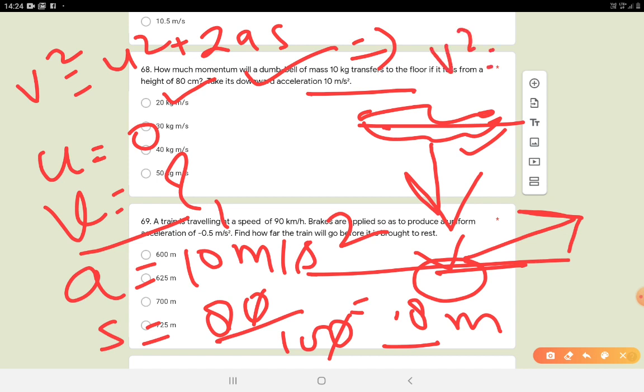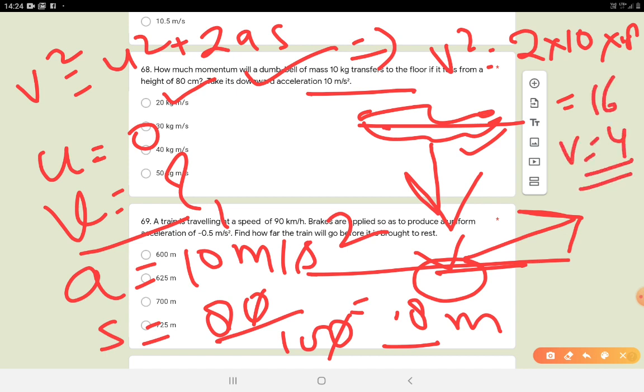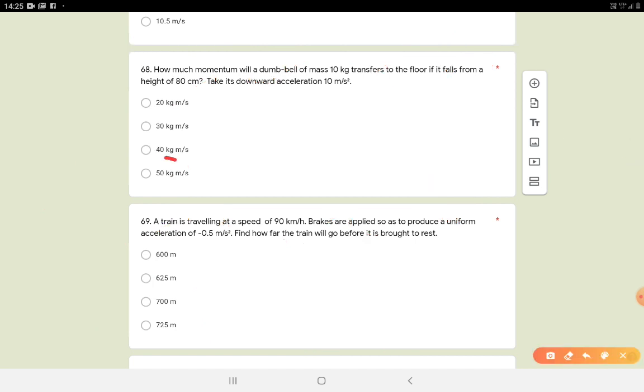V square equal to, the value of U is 0, and 2AS, 2 into 10 into 0.8. We can solve it. It is 16, so V equal to 4. So this is the velocity by which this dumbbell is striking the ground. V equal to 4. So we can easily find the momentum, mass into velocity, because in this question we have mass and we have velocity. Mass is given 10, velocity is 4. 10 into 4, the answer would be 40 kg meter per second.